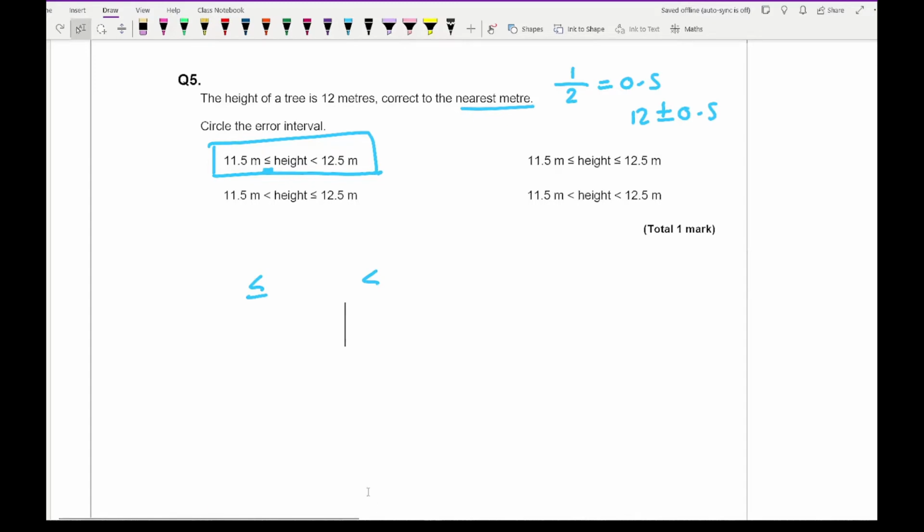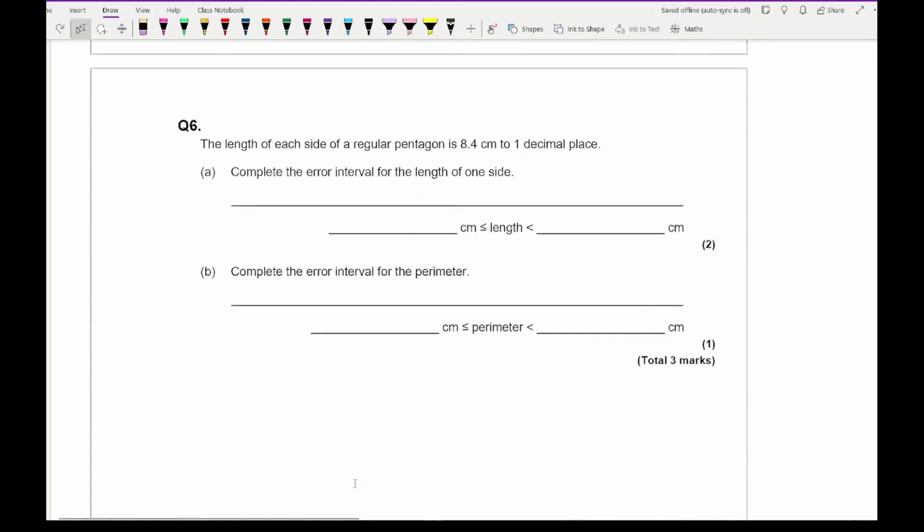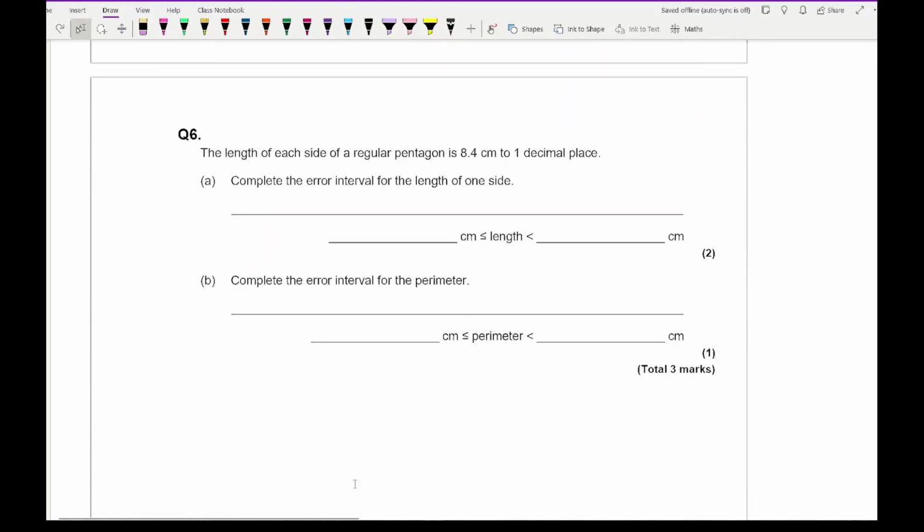Then moving on to question 6, it says the length of each of the regular sides of a regular pentagon is 8.4 to 1 decimal place. Complete the error interval for the length of one side. So here I've got 1 decimal place, which is this. That represents 0.1 divided by 2, so that's 0.05. So I'm doing 8.4 plus or minus 0.05, and that gives me 8.35 and 8.45.